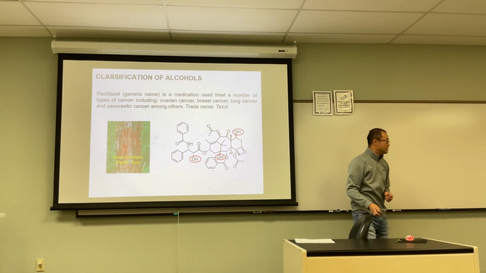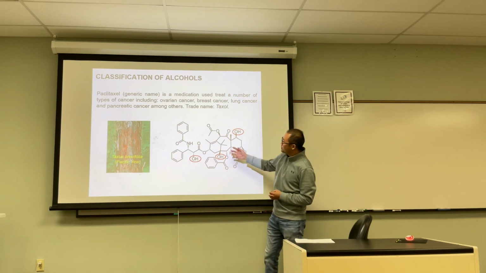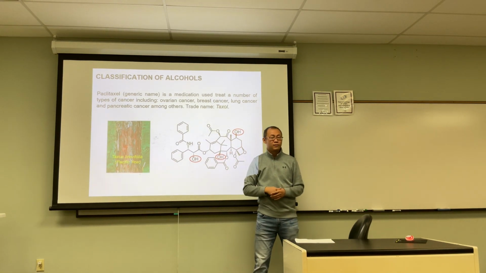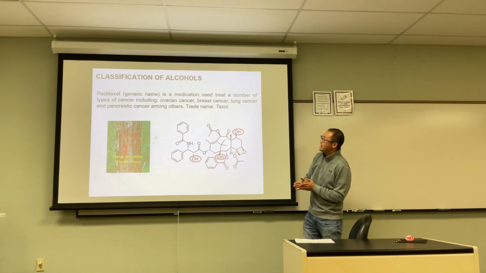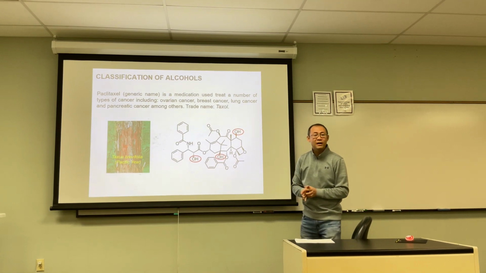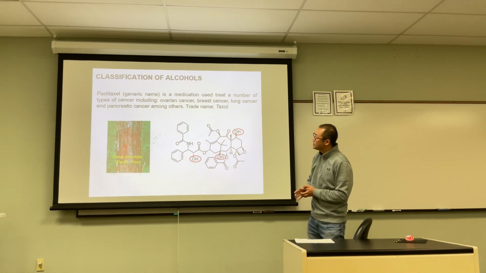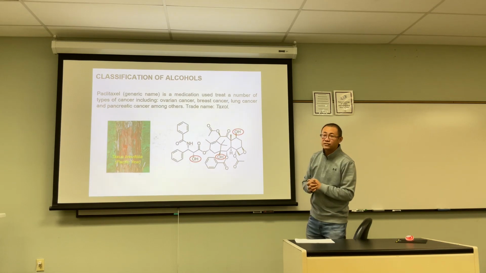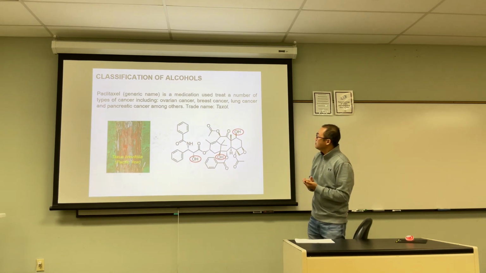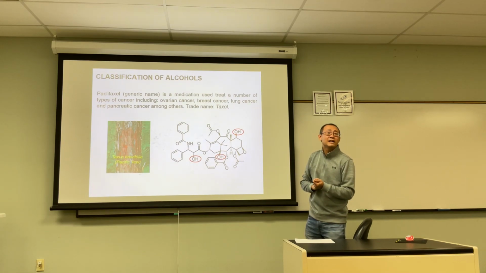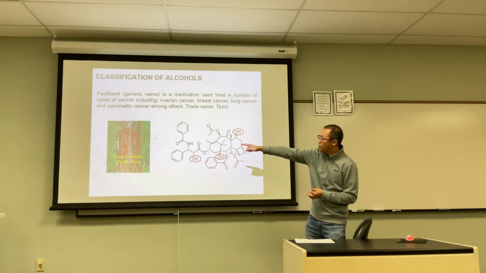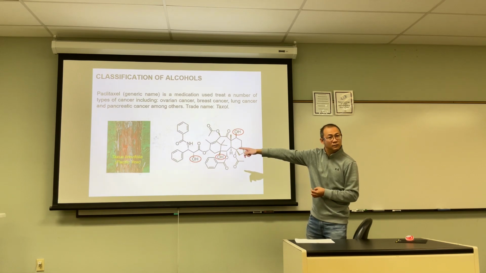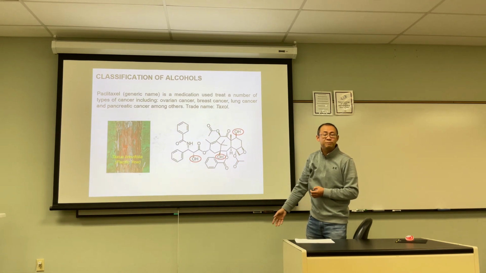Right, next. This is the structure of a very complex molecule called Taxol. This molecule has been proven very effective on cancers. You can see ovarian cancer, breast cancer, lung cancer, and pancreatic cancer. It's a natural product, isolated from the bark of that tree. It's very expensive because once you peel the bark off, the tree dies.